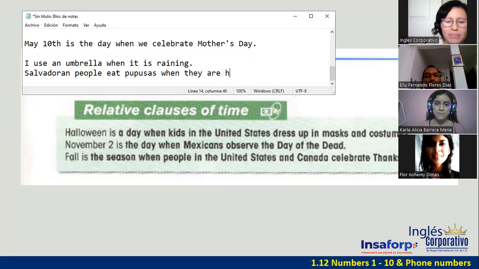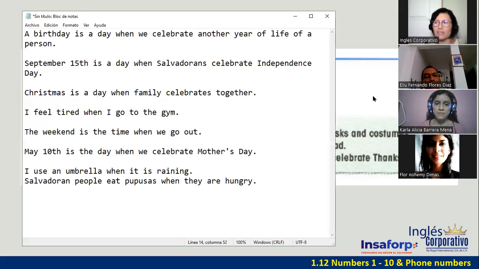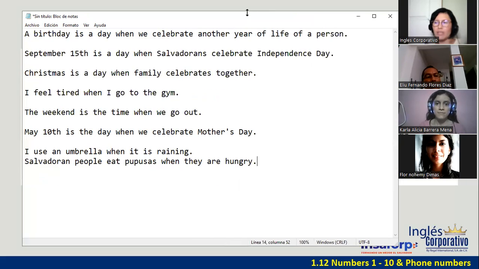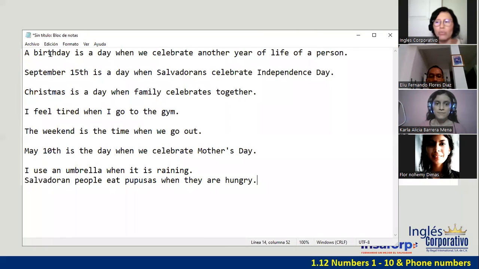When they are hungry. Muy bien. Muy bien, excelente, right? Now, para ver la diferencia que hay las dependientes y las independientes, si usted se fija, yo puedo decir, a birthday is a day when we celebrate another year of life of a person. A birthday is a day.